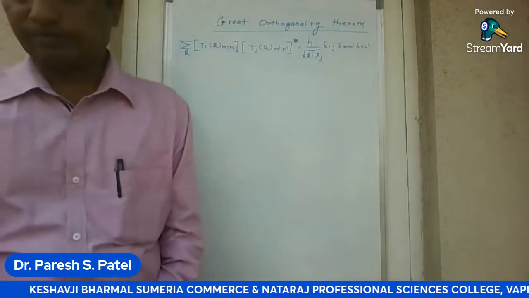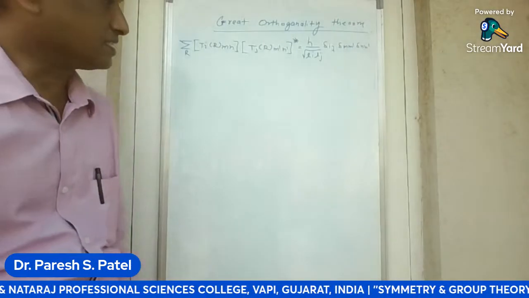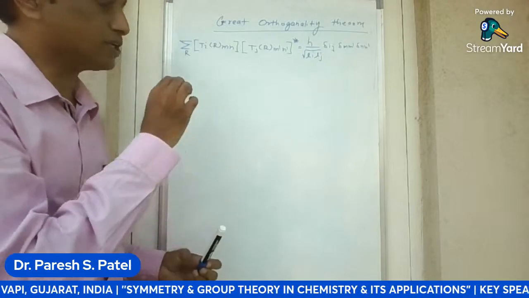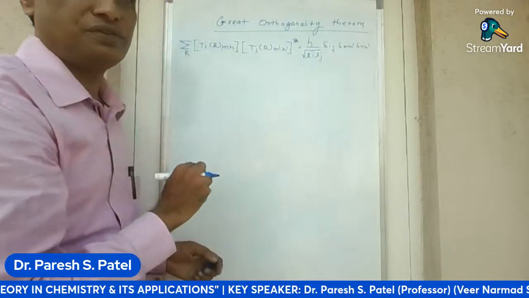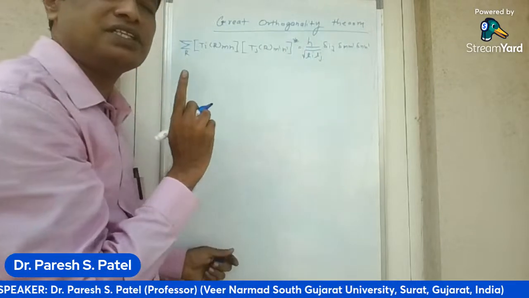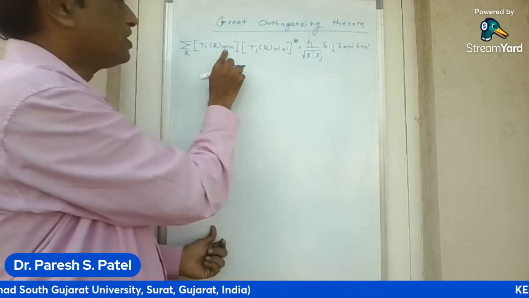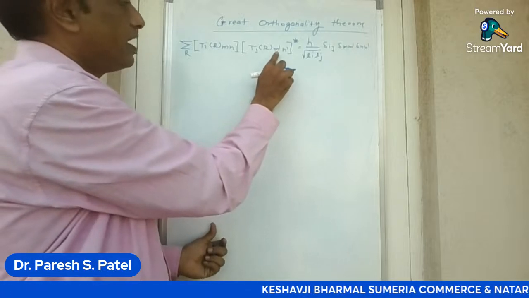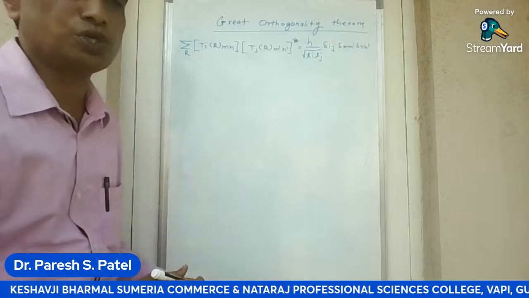The great orthogonal theorem is concerned with the elements of the matrices which constitute the irreducible representations. The mathematical statement of the great orthogonal theorem is as follows. h represents the order of a group. li and lj represent the dimensions of the matrices. This is the element of the mth row and nth column of the ith irreducible representation. This is the element of the m'th row and n'th column of the jth irreducible representation, and this is the complex conjugate.